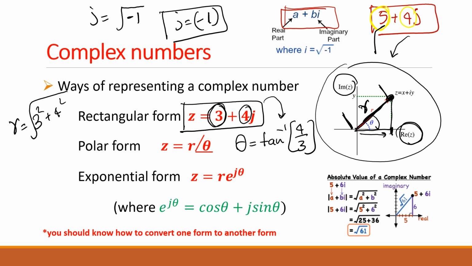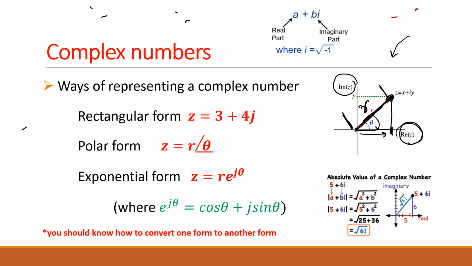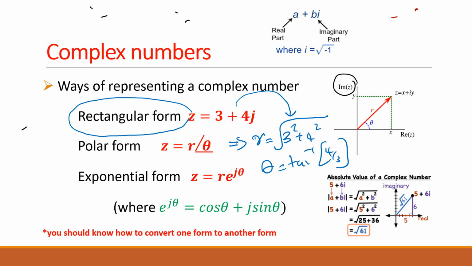Okay, so we can convert this complex number to polar form. Have you done this in maths? So R will be equal to the square root of 3 squared plus 4 squared, and theta is equal to tan inverse 4 over 3. So we can convert this to this. This we call the rectangular form, or the complex number, and we can convert it to a polar form just by doing this, isn't it? We may not need this one, so don't worry about it.